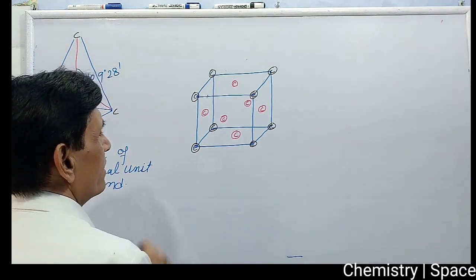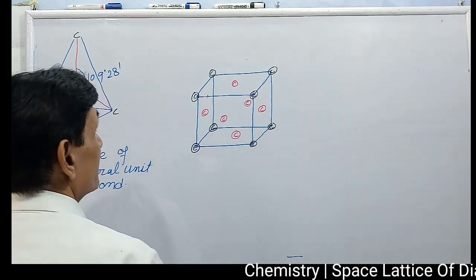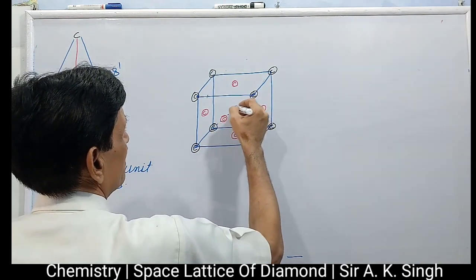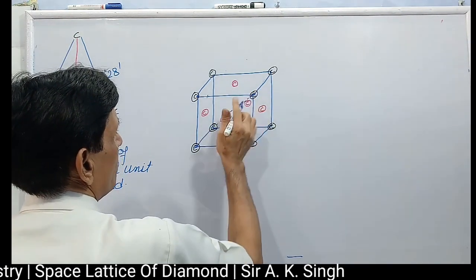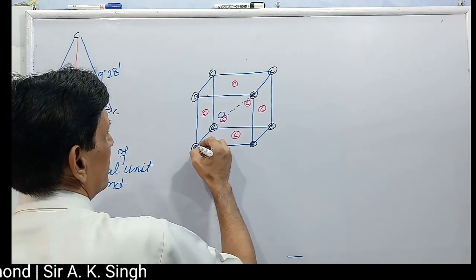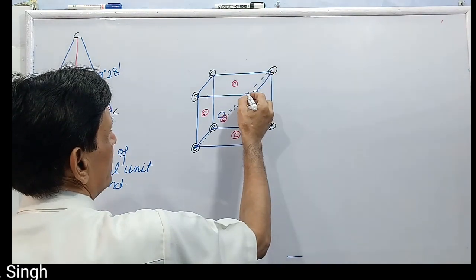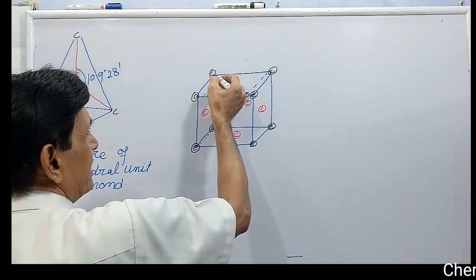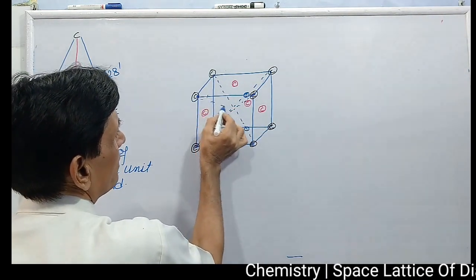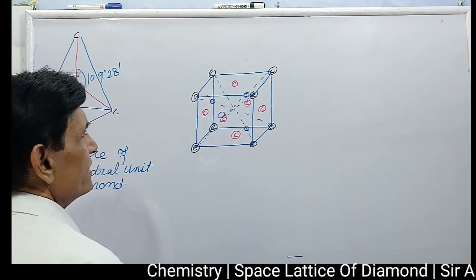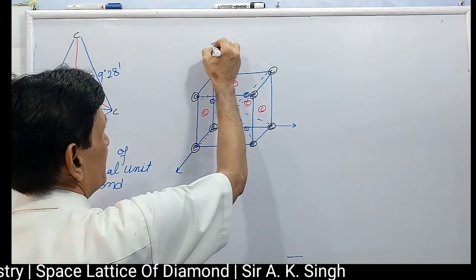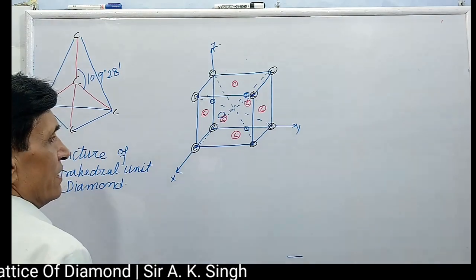Now four other additional atoms are inside the cube on body diagonals. First body diagonal, here is 1/4 present here, and another adjoining body diagonal, one is present here, 3/4. Next body diagonal, one is present here, and next, another body diagonal, is present here. This is the Z, like that. This is the 3D structure of diamond.